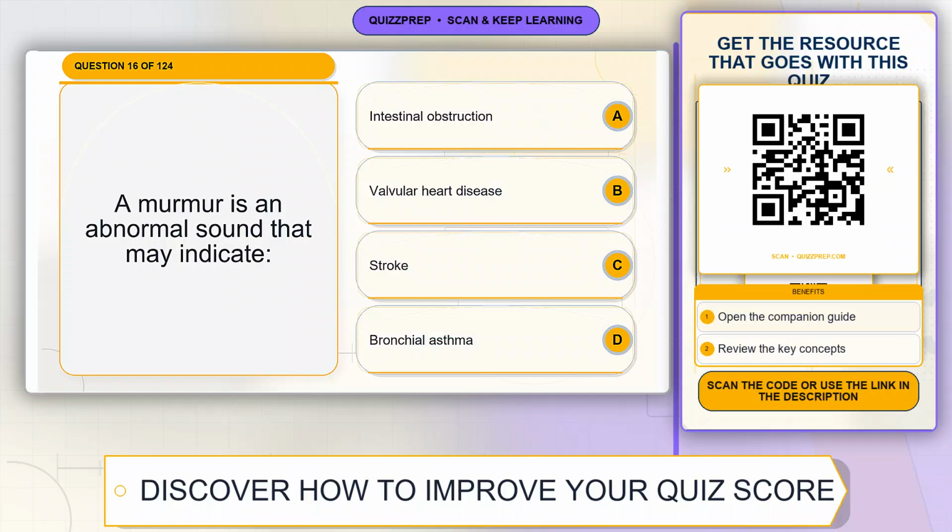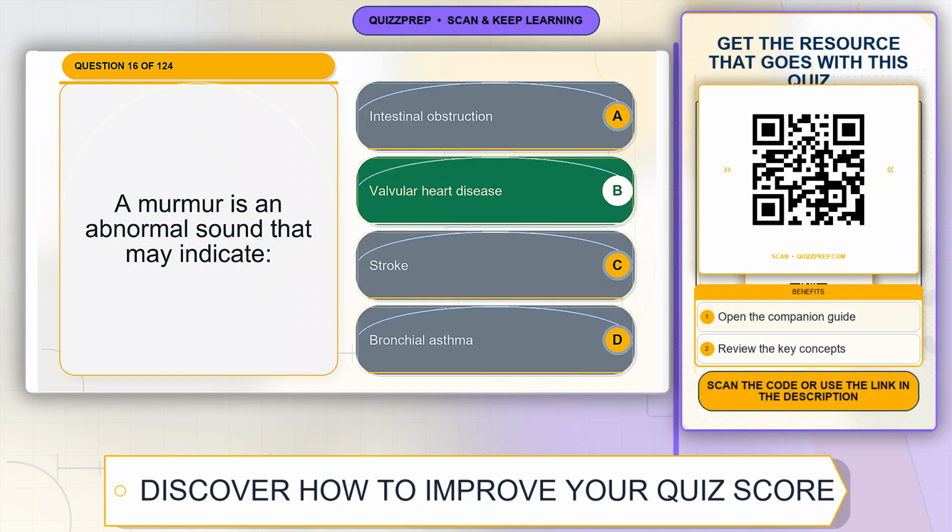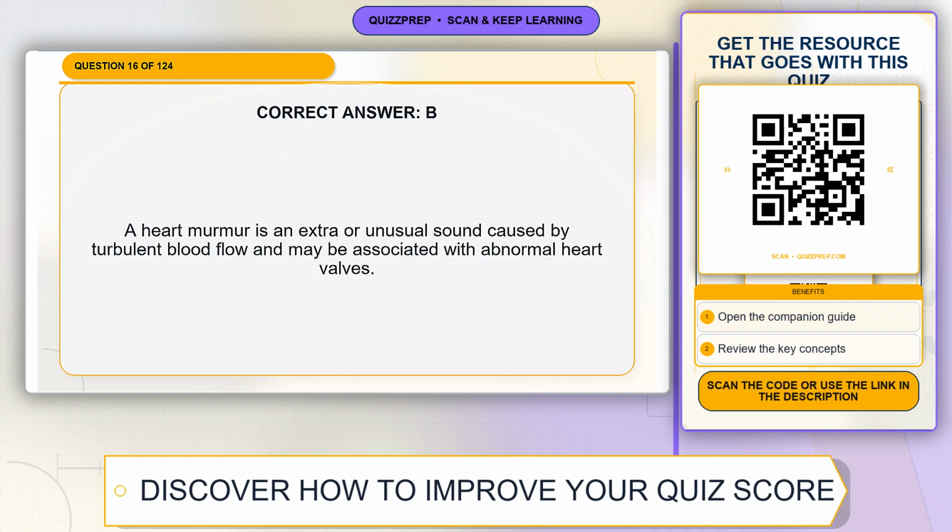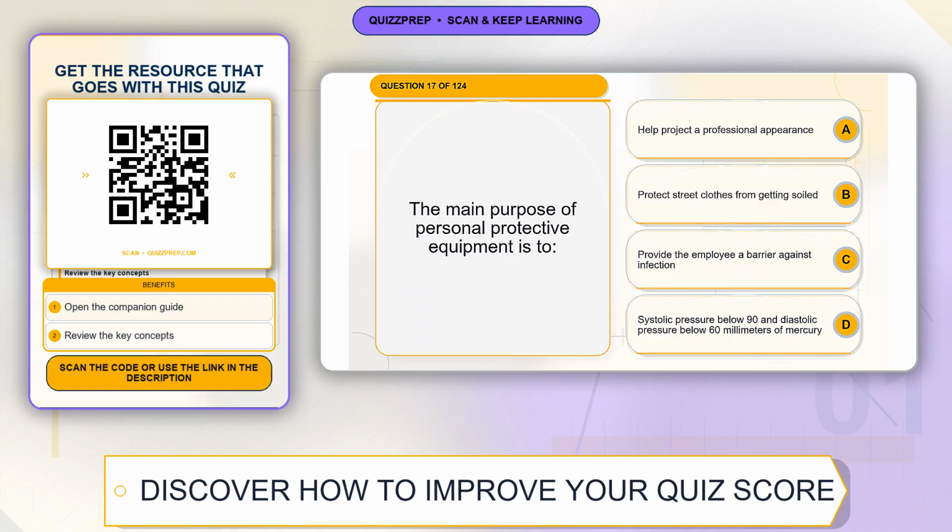Question 16. A murmur is an abnormal sound that may indicate Option A, intestinal obstruction. Option B, valvular heart disease. Option C, stroke. Option D, bronchial asthma. The correct answer is Option B, valvular heart disease. Explanation. A heart murmur is an extra or unusual sound caused by turbulent blood flow and may be associated with abnormal heart valves.